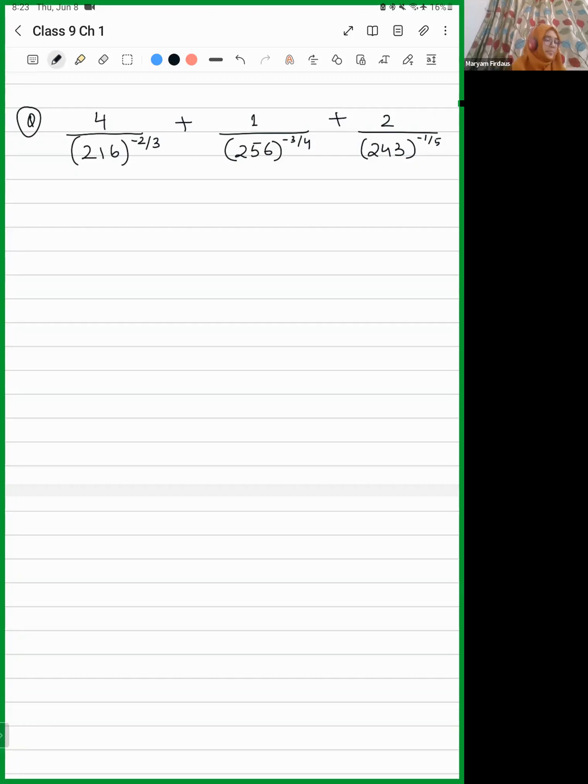Next, what do we do? Let's focus on each of these, okay? Let's take each of these separately. 216 to the power minus 2 by 3. What can we write this as?